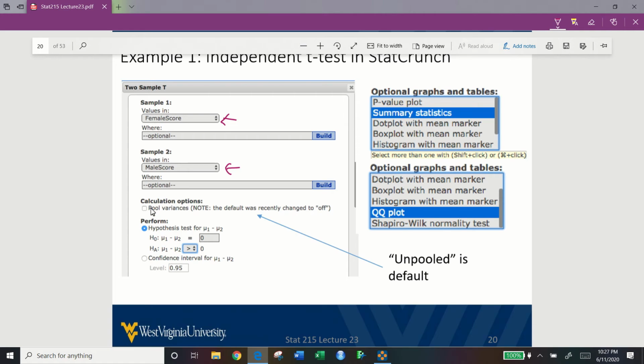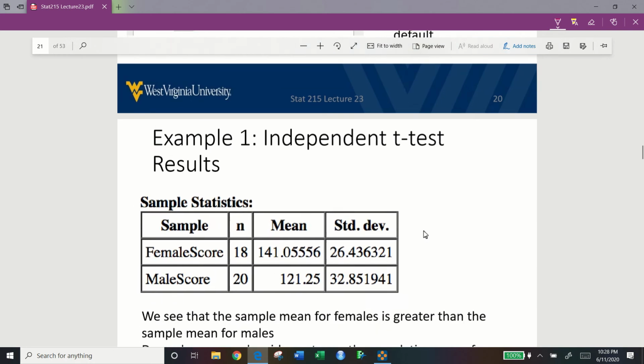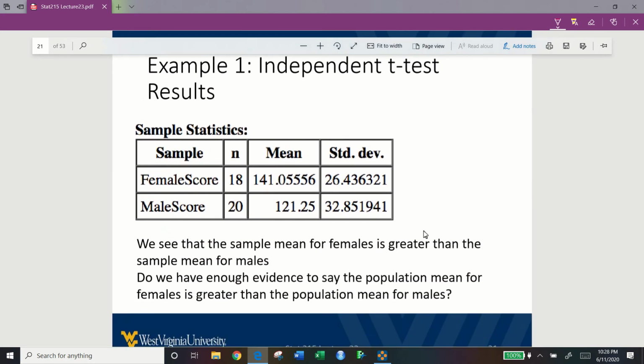When we did this previously, with our two sample t-test, we were looking at it in terms of a confidence interval. Now we're doing the hypothesis test. So we'll leave the default option of hypothesis test checked, and we will need to plug in the value that comes after our equal sign, in this case 0, and then the appropriate alternative hypothesis. We may select some optional graphs and tables if we desire, such as the summary statistics or the QQ plot that we saw above. If it's not required, you don't need to do so.